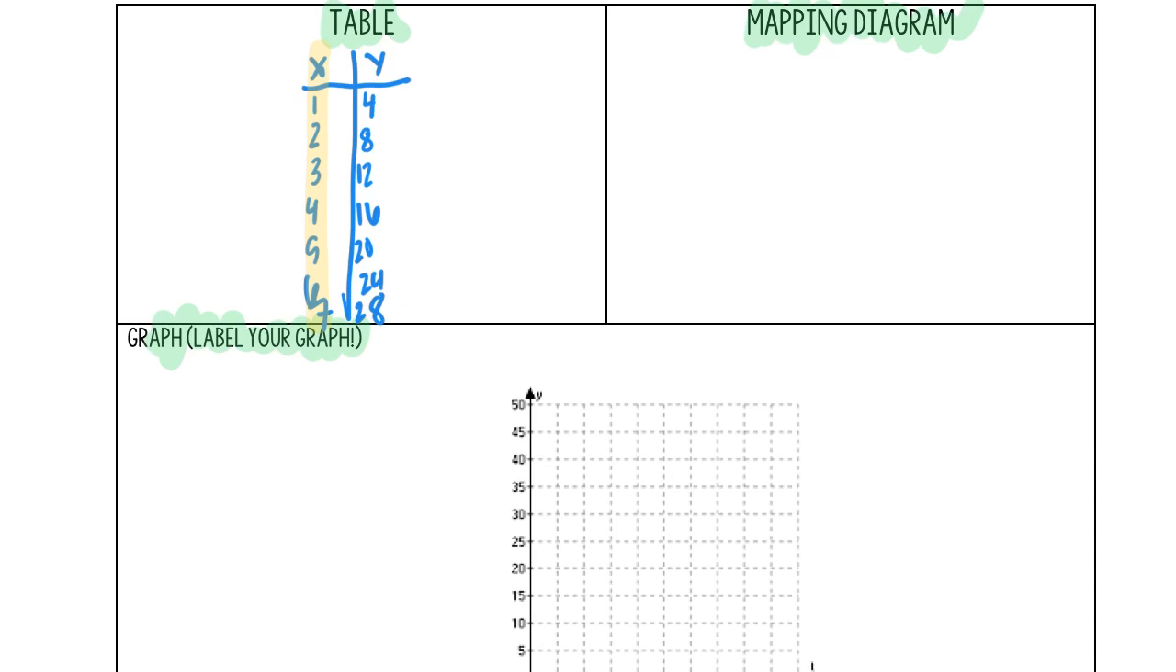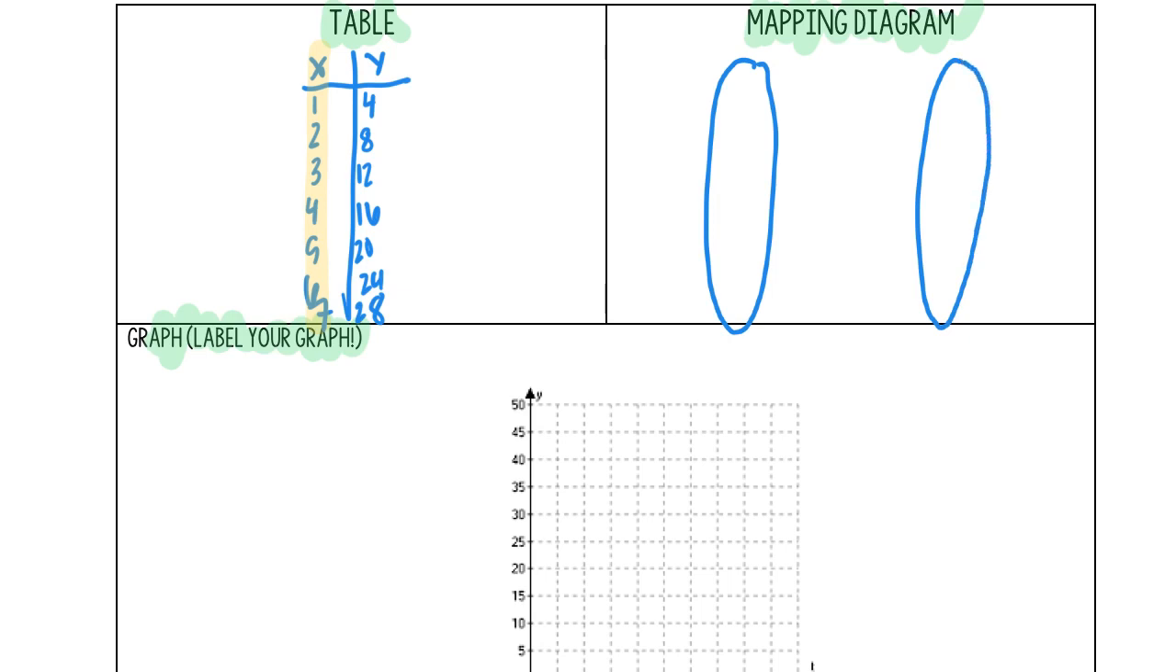The next way you can show a function is with a map. A map uses two ovals and arrows between the input and the output. On the left, you'll have your inputs, and on the right, you'll have your output. So we'll put all of our inputs, all of our domain on the left, and all of our outputs on the right.